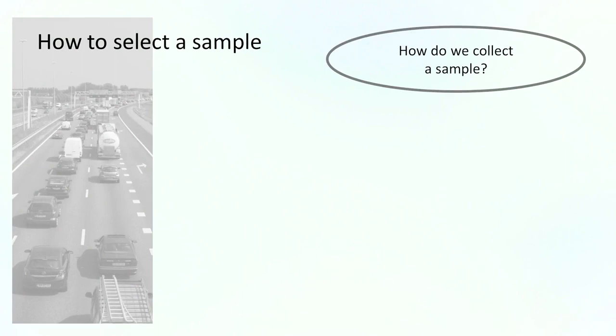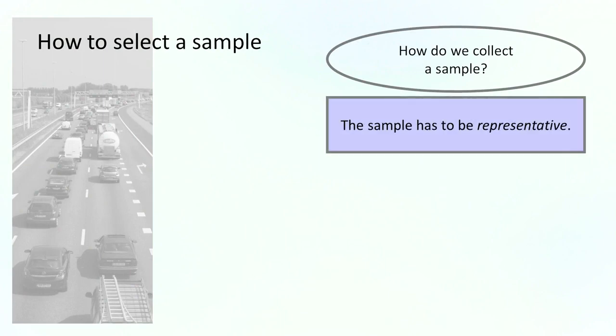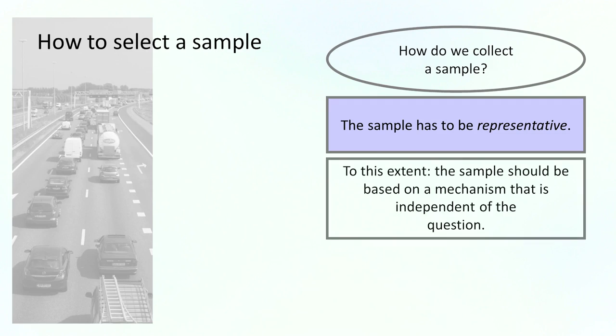So how do we collect a sample? What makes a sample a good sample? Well, a sample has to be representative. This means that the selected vehicles are a good representation of all the vehicles passing by. It means that the vehicles in your sample are a good selection of all vehicles on the road that day. Technically speaking, a representative sample means that the sample should be based on a mechanism that is independent of the question that you want to answer.